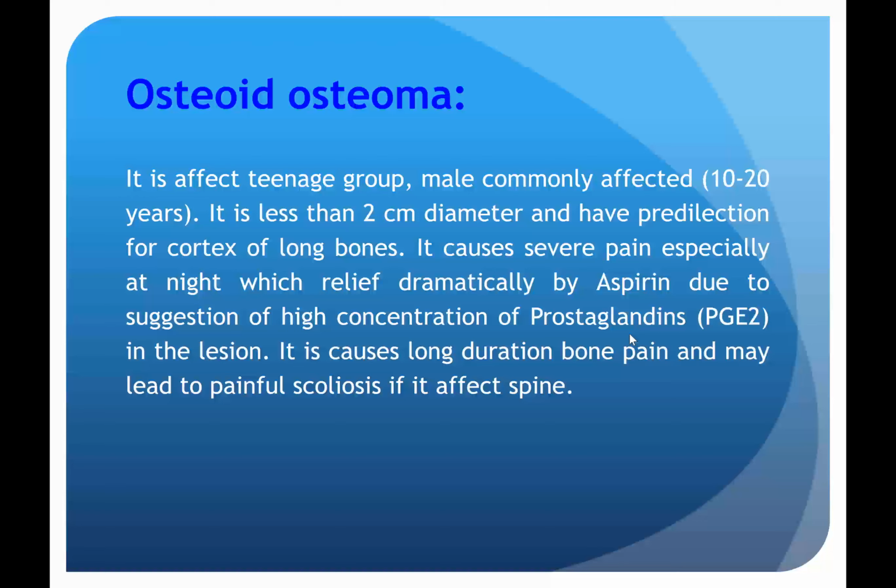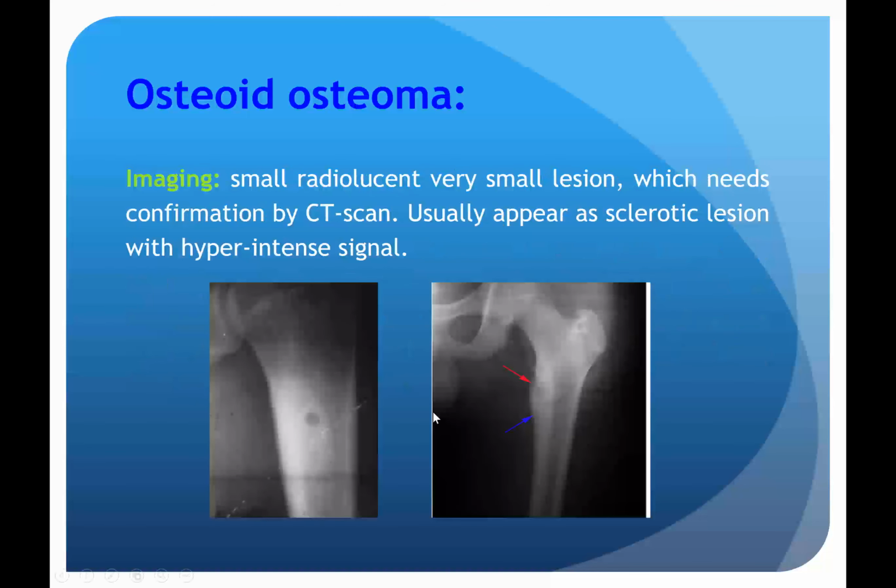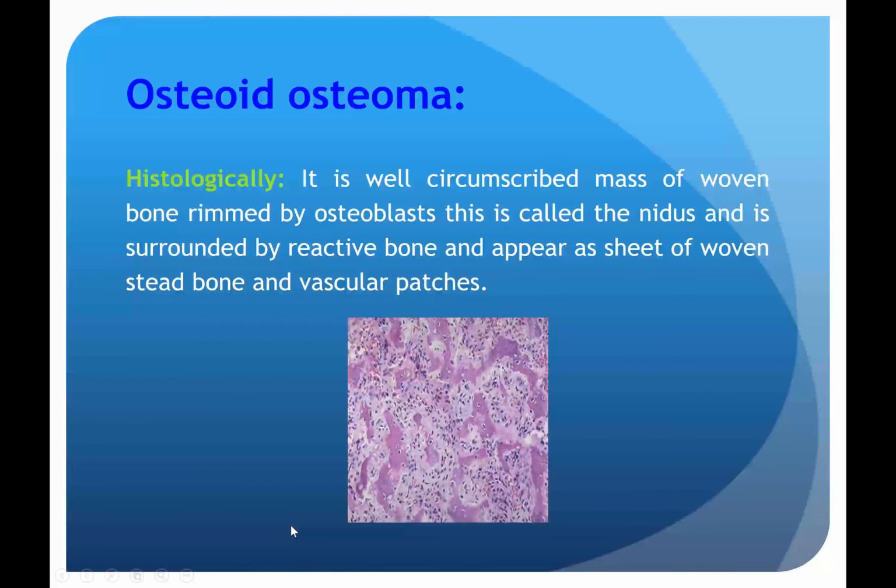So I do surgery for him and removal of these calcifications, because it appears as a calcification, and send for histopathology, which will give the proof of the diagnosis. So this is the case. This is the nidus, what we call the nidus, and there is sclerosis around the bone. The diagnosis is by CT scan and histopathology. In histopathology, there is a well circumscribed mass of woven bone with osteoblasts called the nidus, surrounded by reactive bone formation.